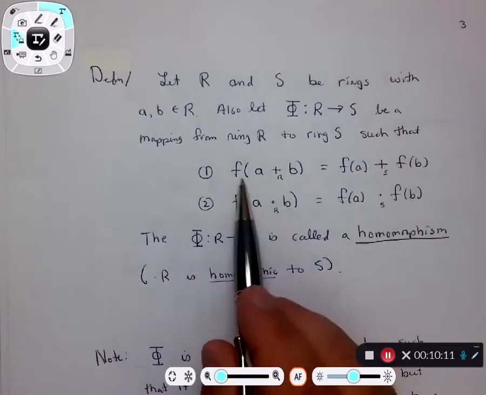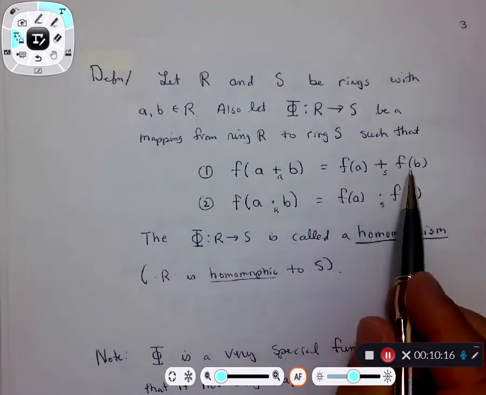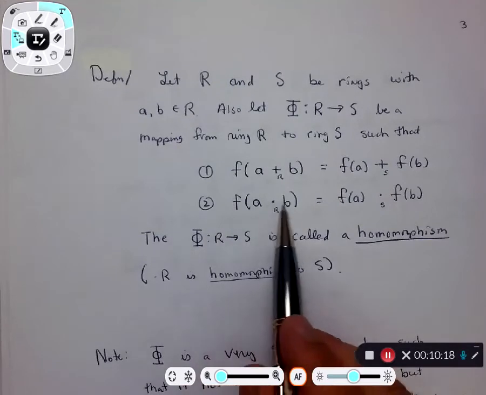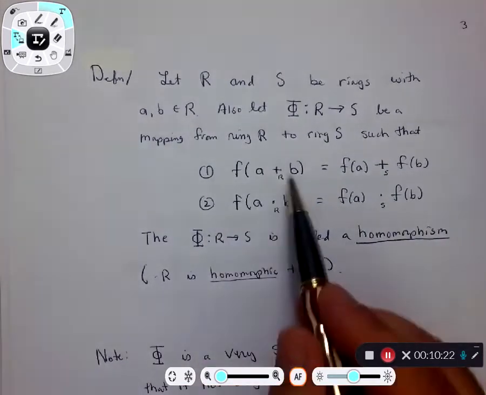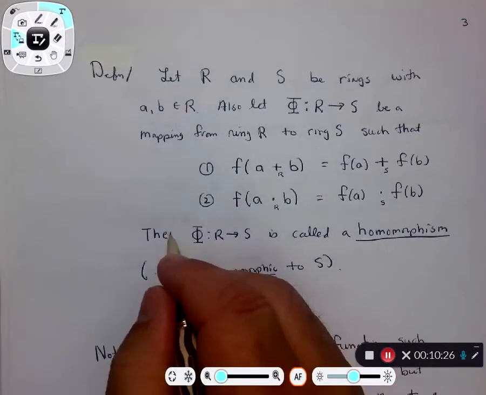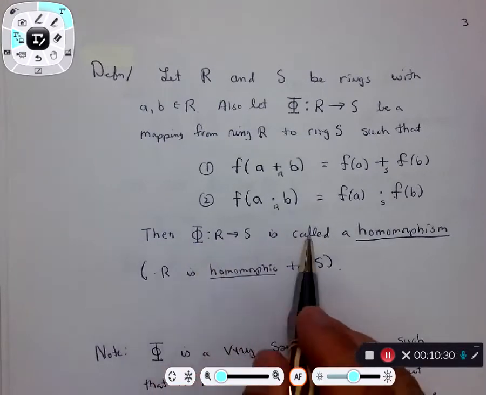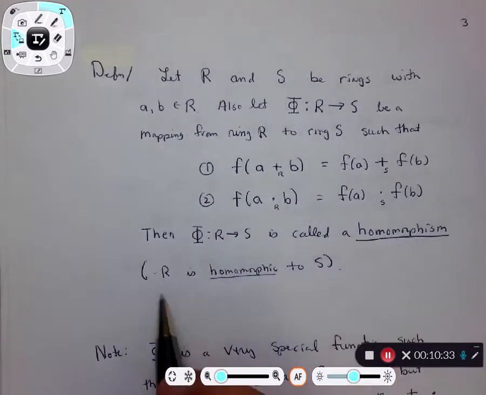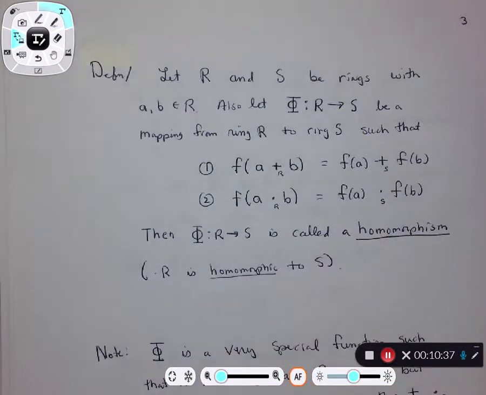such that f of a plus b is equal to f of a plus f of b, and f of a times b is equal to f of a times f of b. Just that third part of that isomorphism. Then phi going from R to S is called a homomorphism, and R is homomorphic to S. This mapping is a homomorphism.